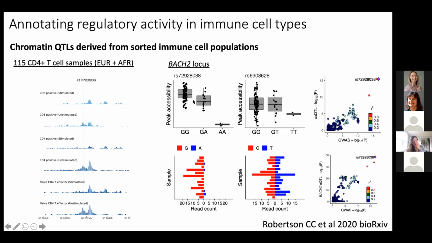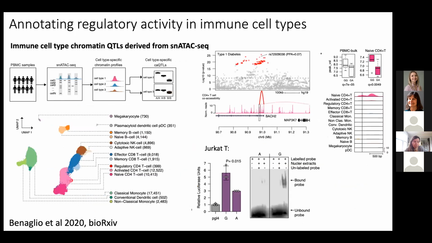One very nice example is the BACH2 locus, where I think this locus is fine mapped down to a very small number of variants. One of the variants on the left has clear molecular effects on chromatin accessibility in T cells, where the other one doesn't, suggesting that this variant is causal, or functional and likely causal, for type 1 diabetes at this locus. It also is correlated with the expression of BACH2.